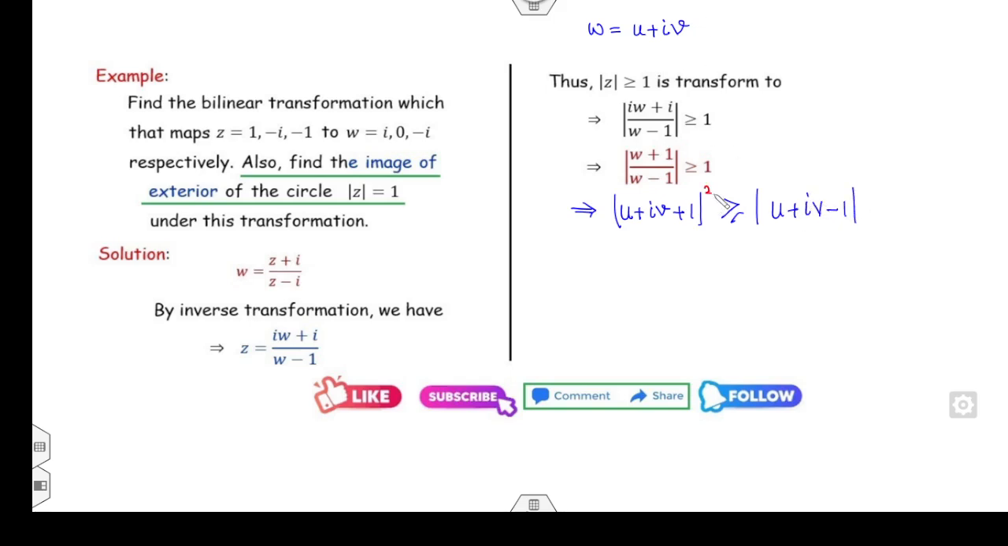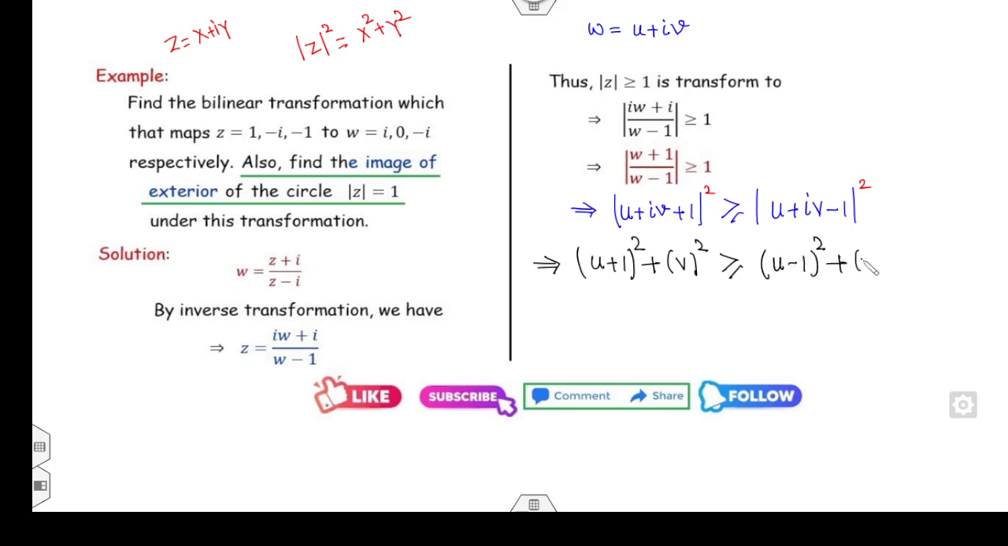And then I can put the square on both sides. Then what is the value of the modulus z square? Whenever z is x plus iota y, this number is x square plus y square, where x is my real component. What is the real component in this case? U plus 1 whole square, and it's v square, which is greater than equal to u minus 1 whole square plus v square. So can you solve them?